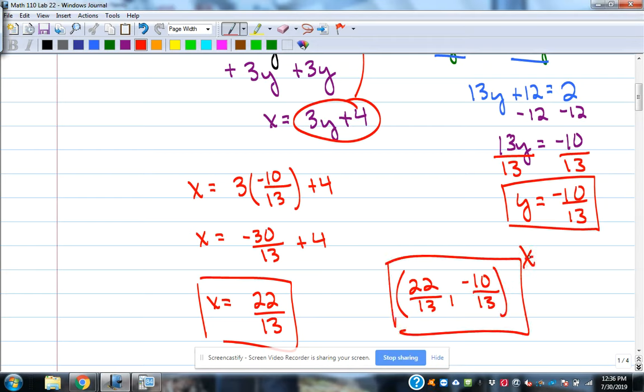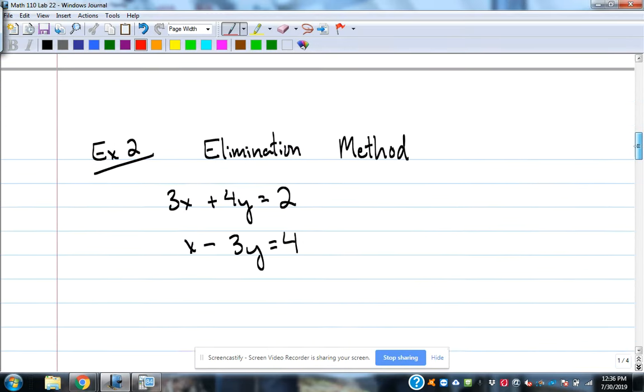There's our final answer. Remember that systems of equations can have three possibilities: either one solution, like this example has, or no solution, where the two equations do not cross in the plane, or infinitely many solutions, where the two equations are actually the same equation. All right, let's look at the next method.